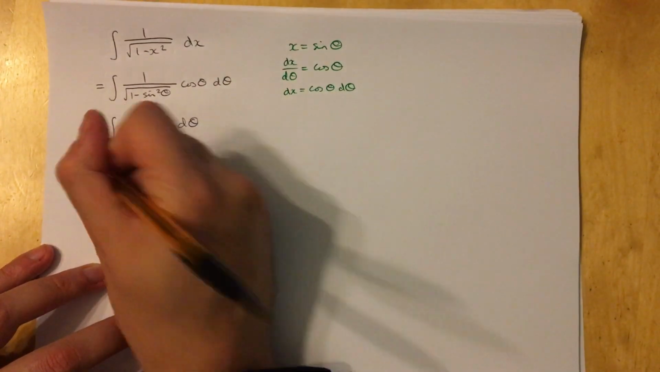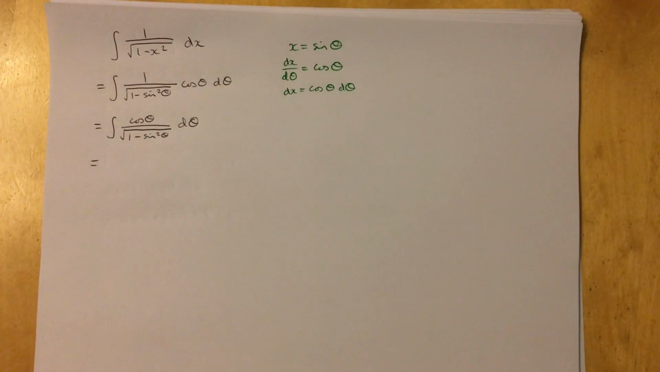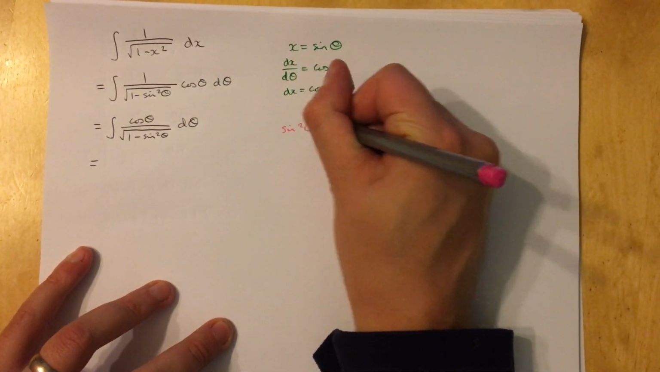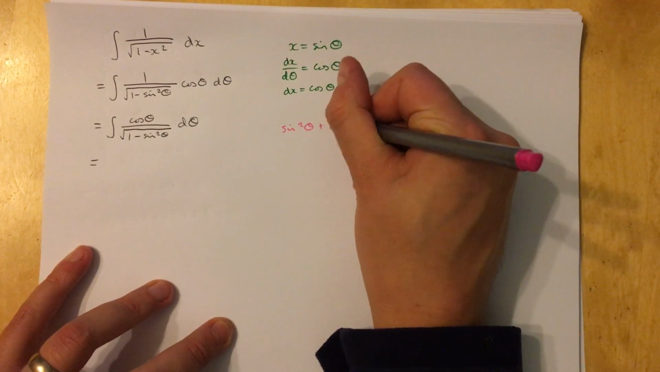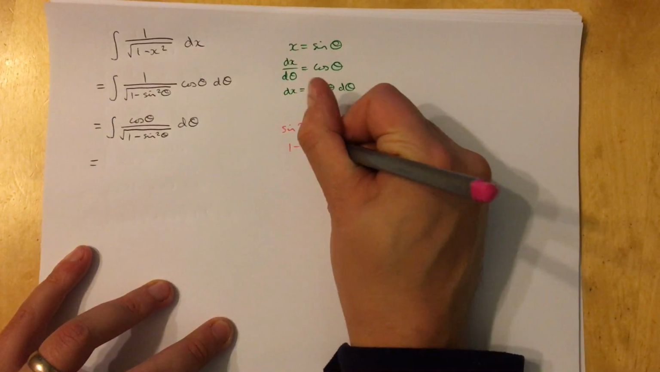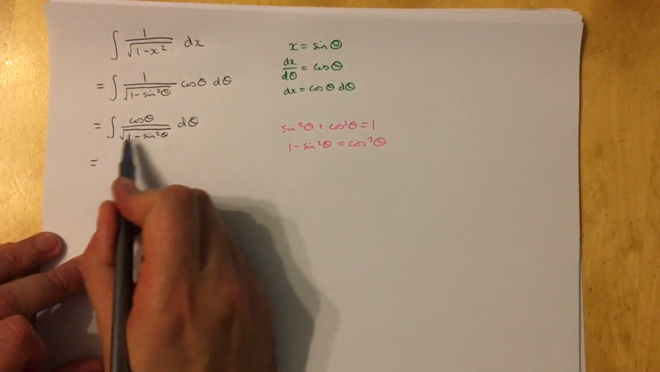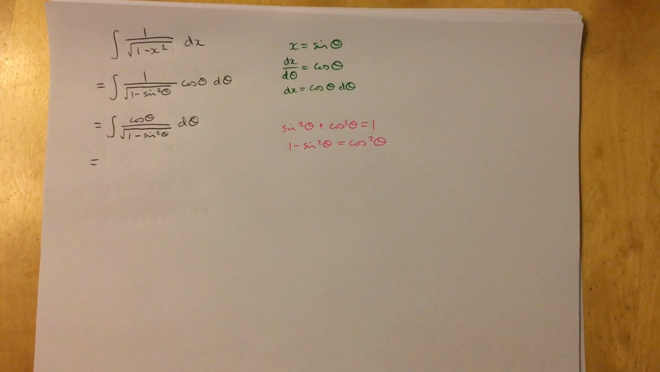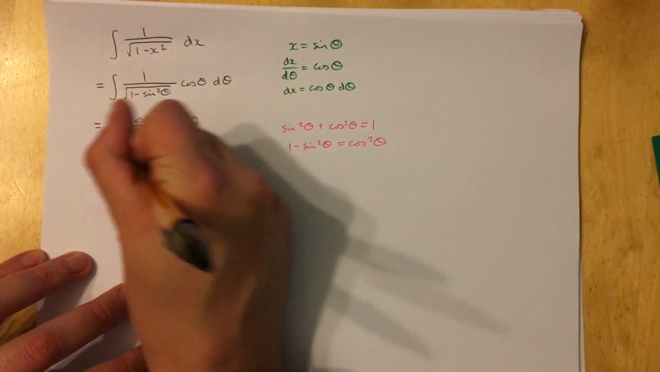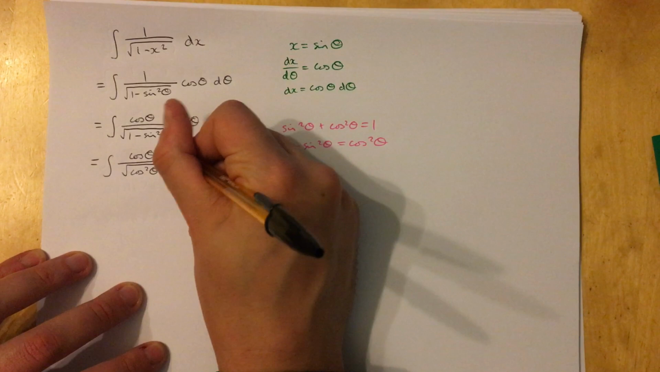Again, no obvious cancelling, but hopefully we may spot that we can replace 1 minus sine squared theta with something else. If you think back to the very first two trig identities you learned, you got that sine squared theta plus cos squared theta equals 1. So we can rearrange this and say that 1 minus sine squared theta equals cos squared theta. So we can see that what we've got down here I can replace with a cos squared theta. So if we do that, we're going to get cos theta over the square root of cos squared theta d theta.